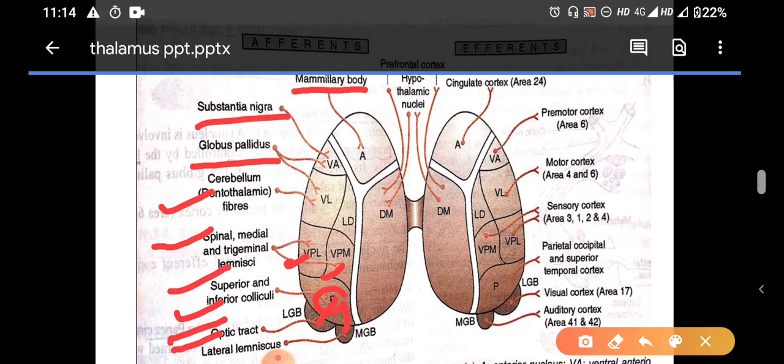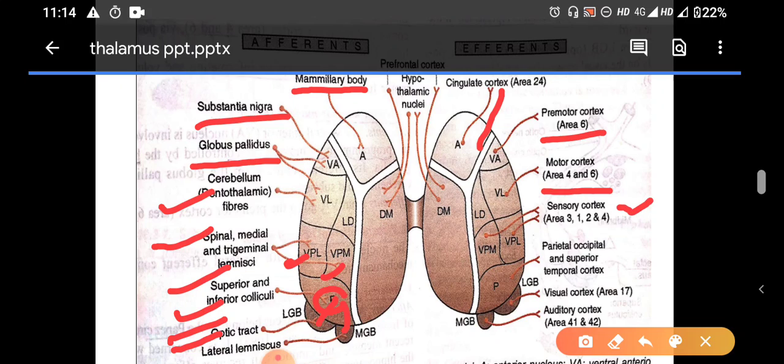Now come to the efferent connections. From the anterior nucleus, the fibers will go to the cingulate gyrus. From ventral anterior nucleus, the efferents will go to premotor cortex. From ventrolateral nucleus, efferents will go to motor cortex area number 4 and 6. From ventroposterior nucleus, medial and the lateral, all these efferents will go to somatosensory cortex.